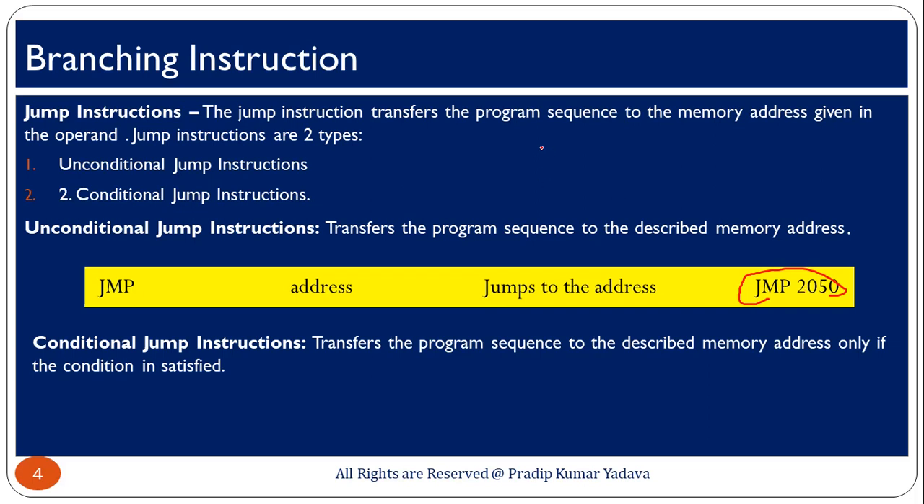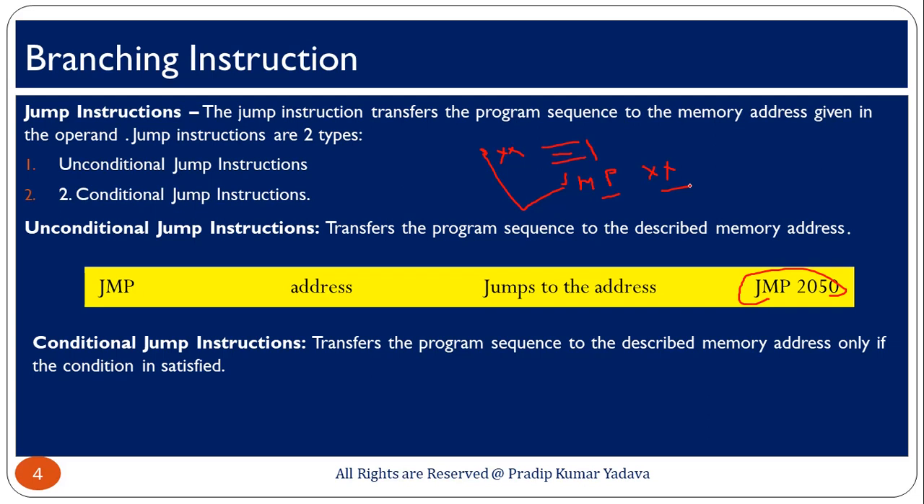Suppose there is a program, and here you have mentioned JMP and given the address of this data. The program will execute sequentially, and after that it will jump to that address without checking anything, because jump goes to whatever location you give with it, without checking any condition, because this is unconditional.